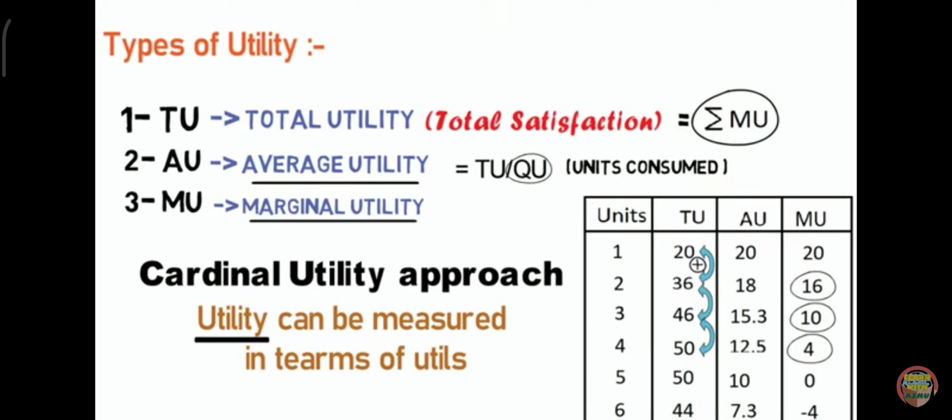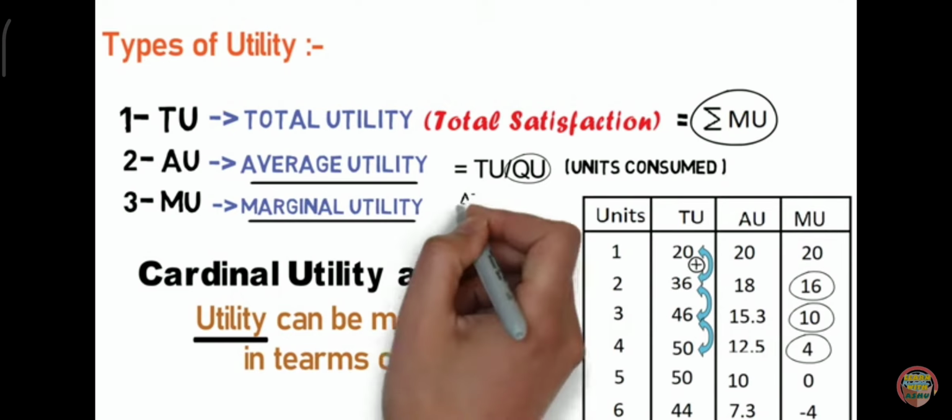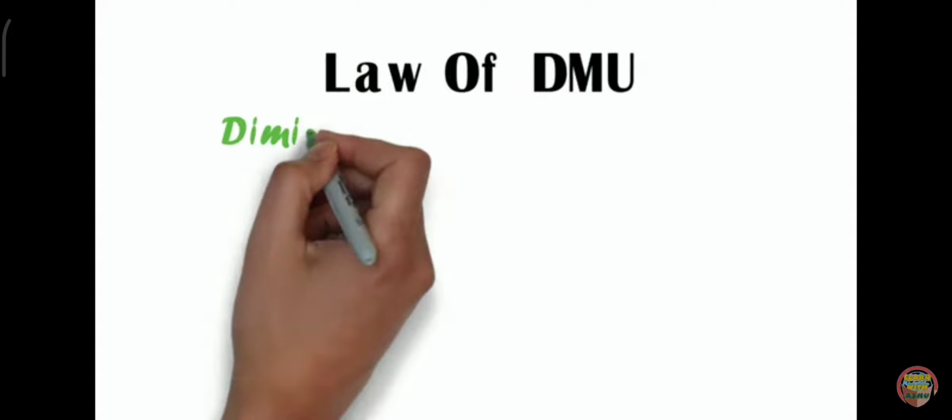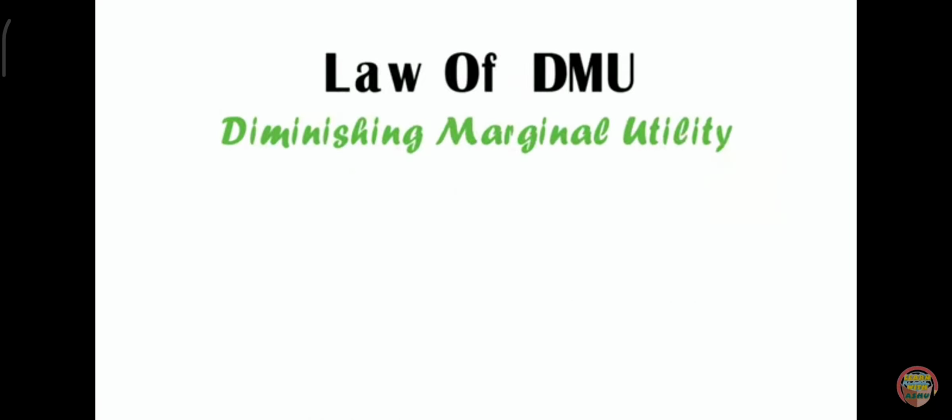I hope you have understood this part. Then we have the formula to calculate marginal utility, that is delta total utility, the change in total utility, divided by delta quantity used. So we can find the marginal utility with the help of this formula. Students, I hope the concept is clear. In the next lecture we will start with the law of diminishing marginal utility. Thank you very much.